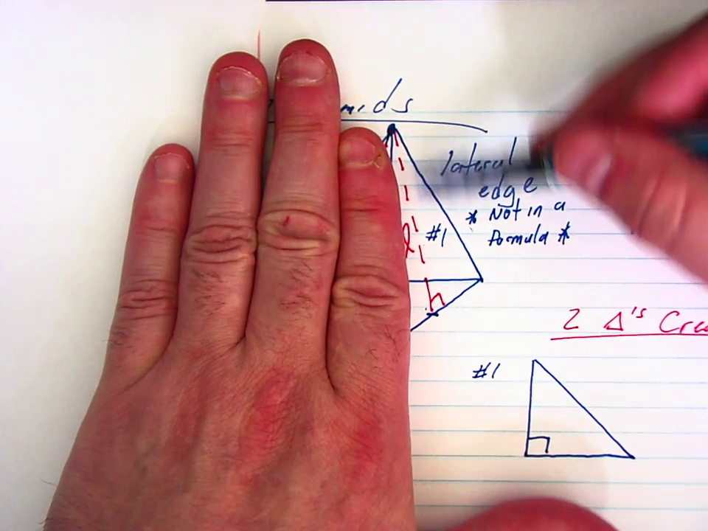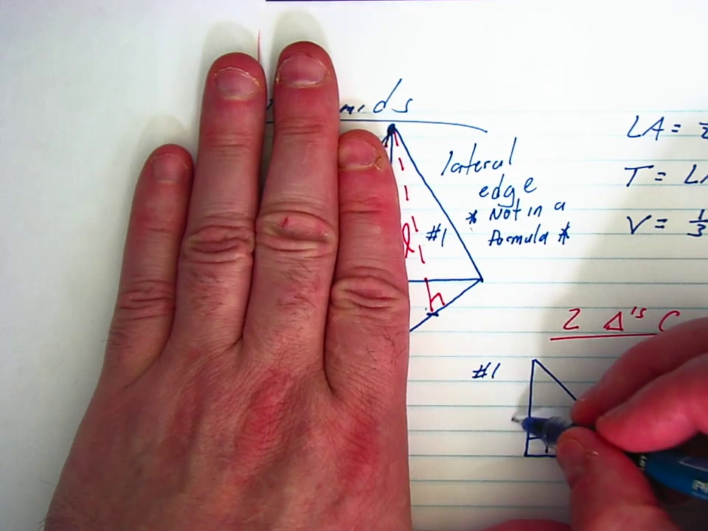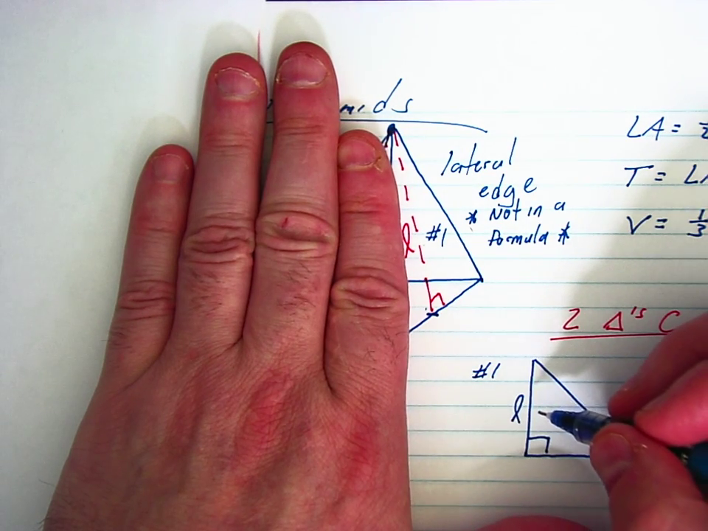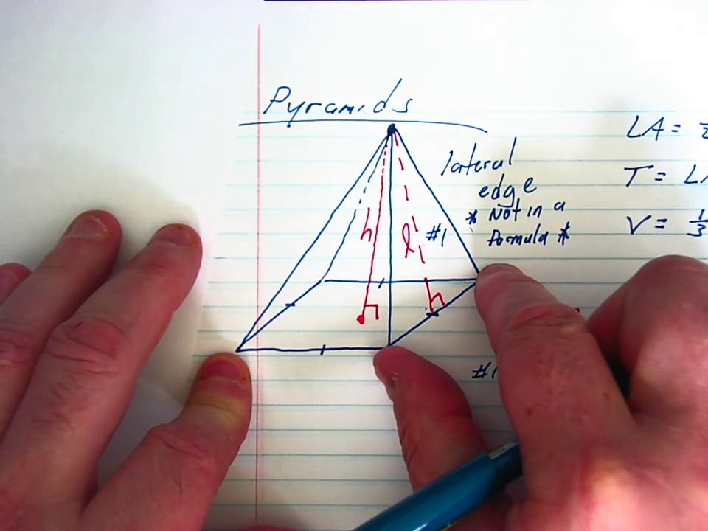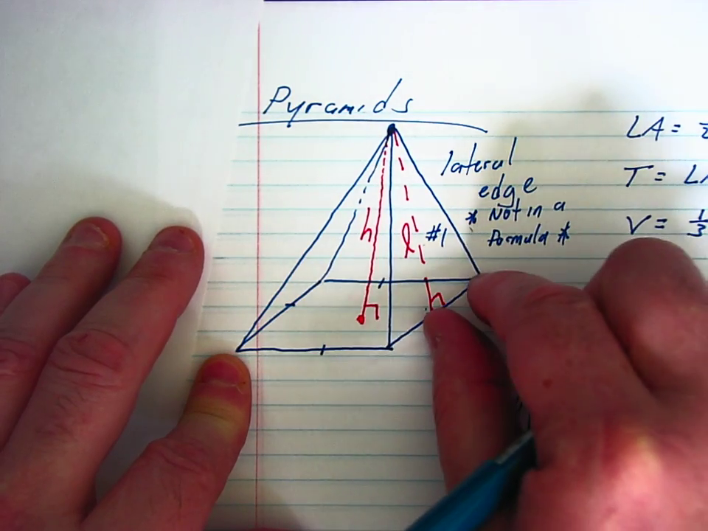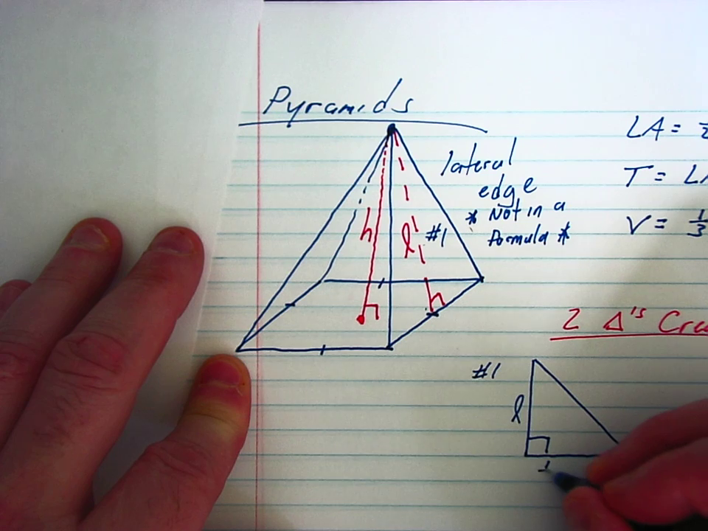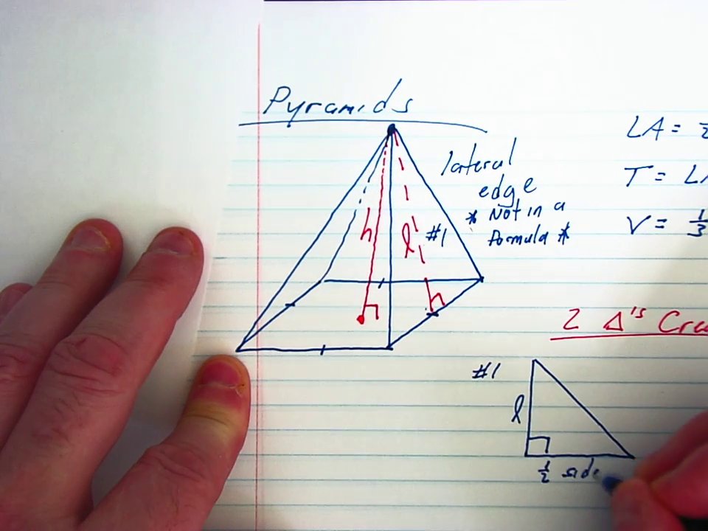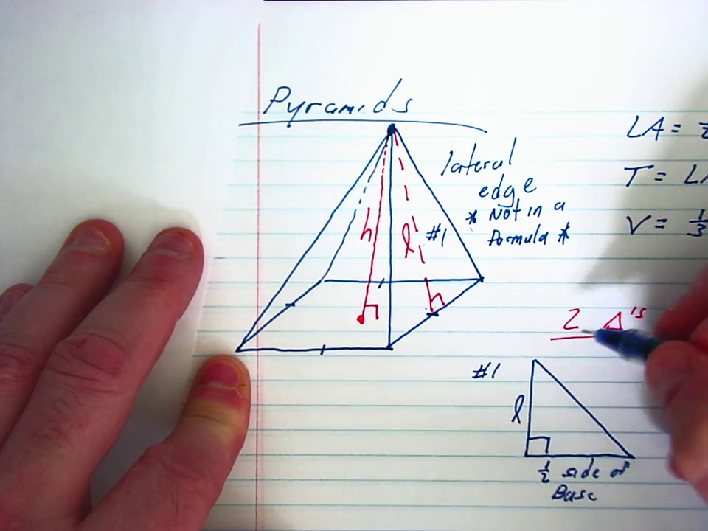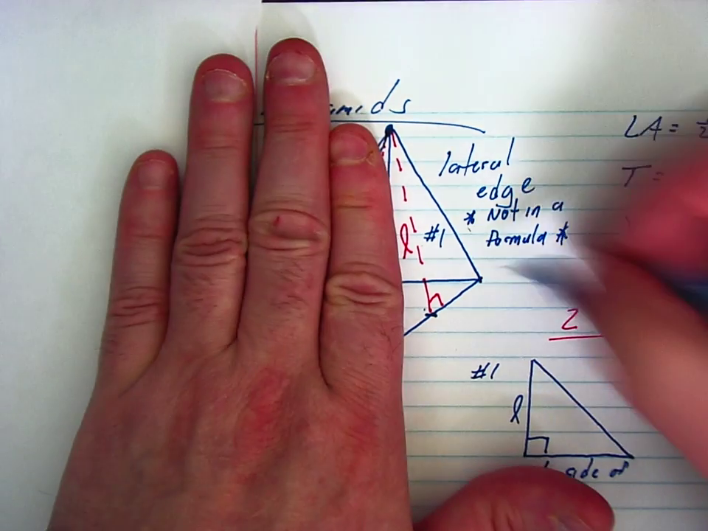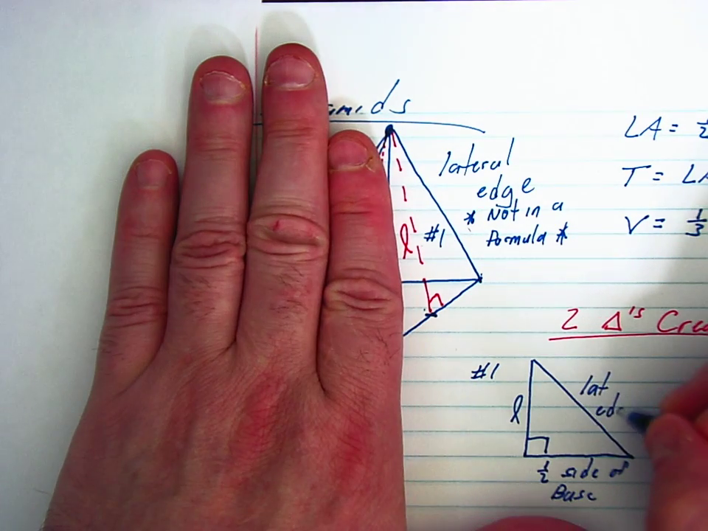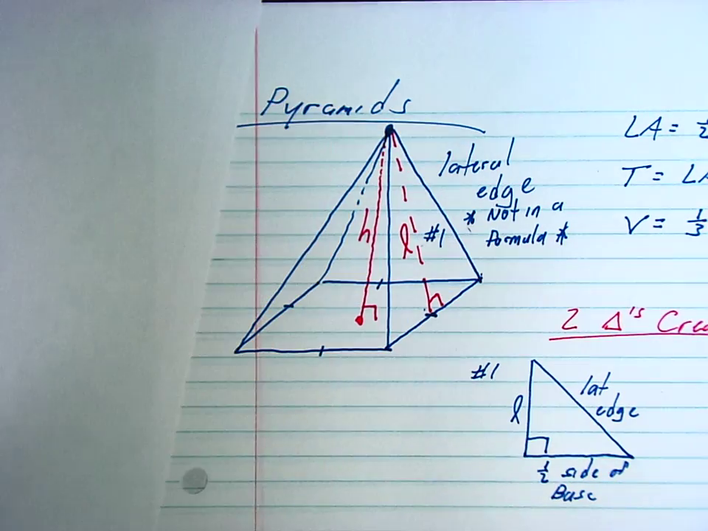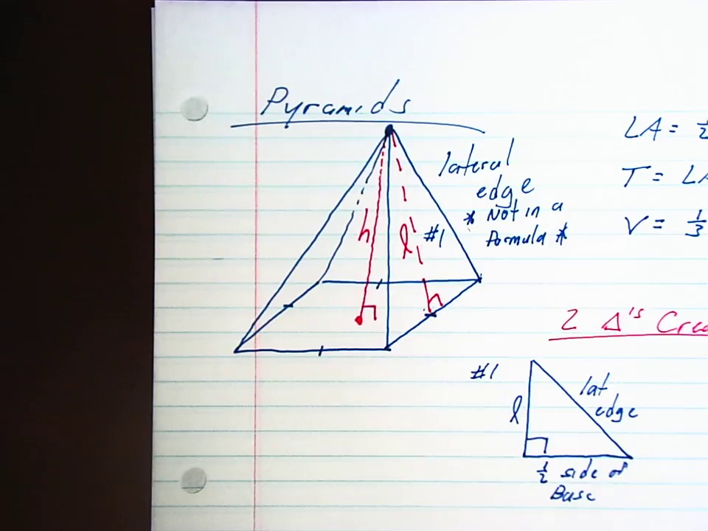So the L comes straight down at the 90-degree angle, so that'll be there. This measurement from here to here would be half of the side. So if I tell you this whole side's 10, that would be 5. So we're going to call that half of a side of the base. And then the hypotenuse coming up, that would be this, the lateral edge. Okay, that's triangle number 1. That's one of the triangles we're going to work with.